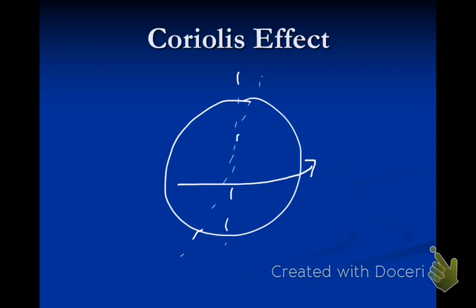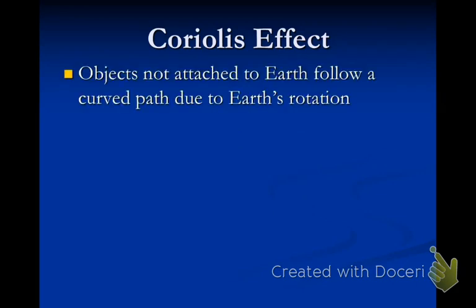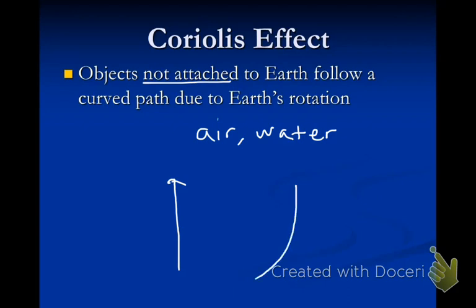Because of that rotation, that influences certain ocean currents and wind currents, as we're going to see in just a minute. First, we see that if an object is not attached to the Earth, then it follows a curved path. So, for instance, this would include air or water because they aren't physically attached. They are resting on the Earth, but they aren't attached to the Earth. That means they wouldn't flow in a straight line. So the air doesn't flow in a straight line along the surface of the Earth. Instead, it follows a curved pattern.